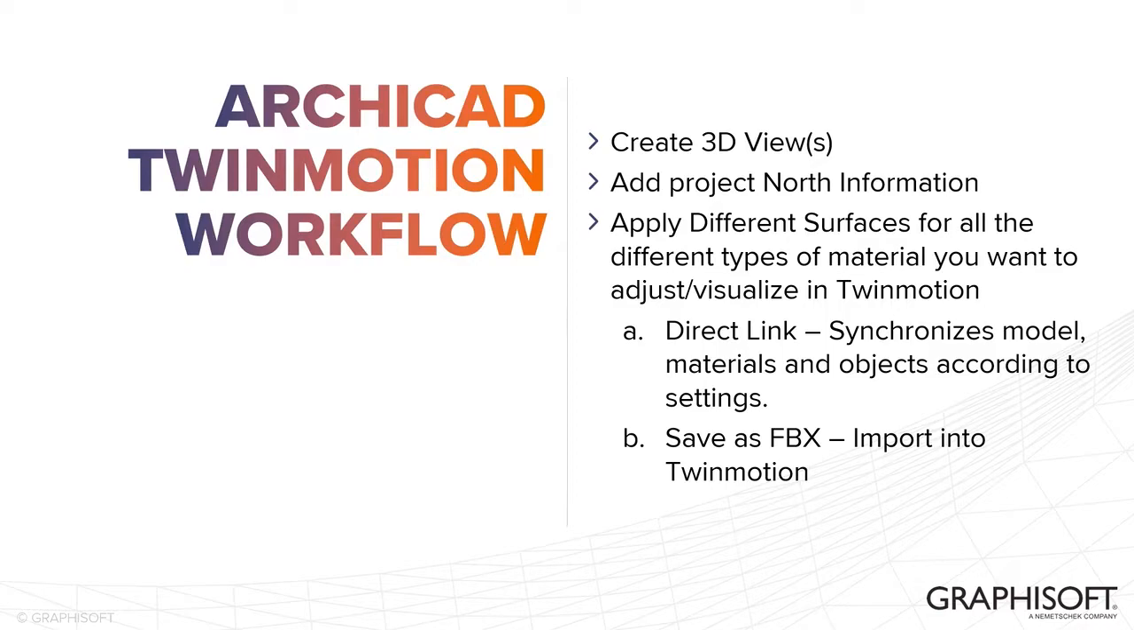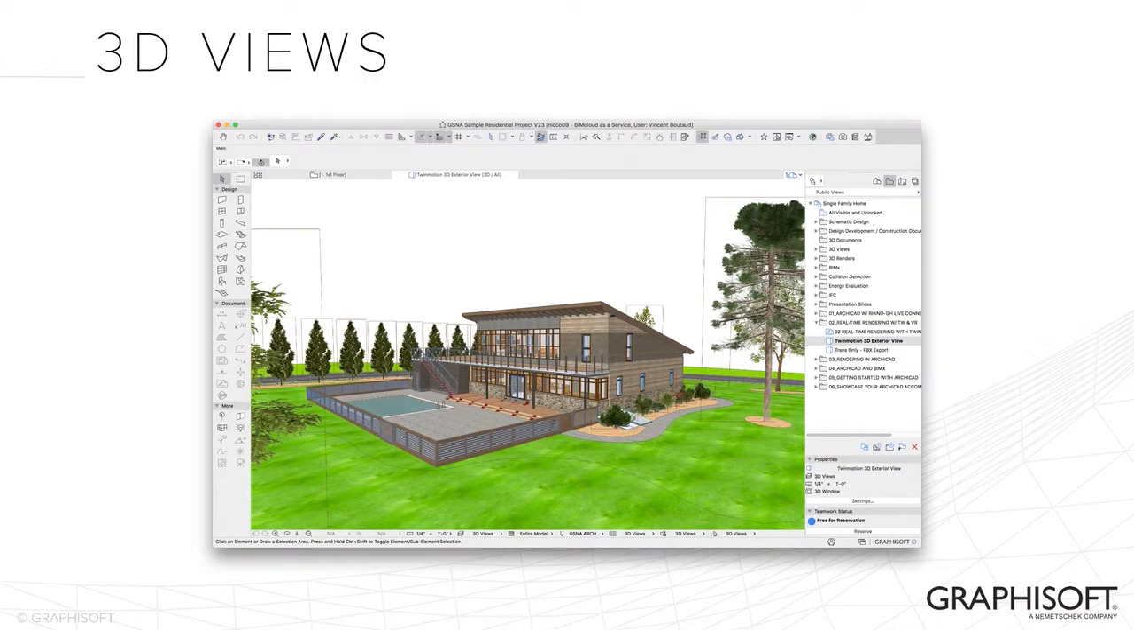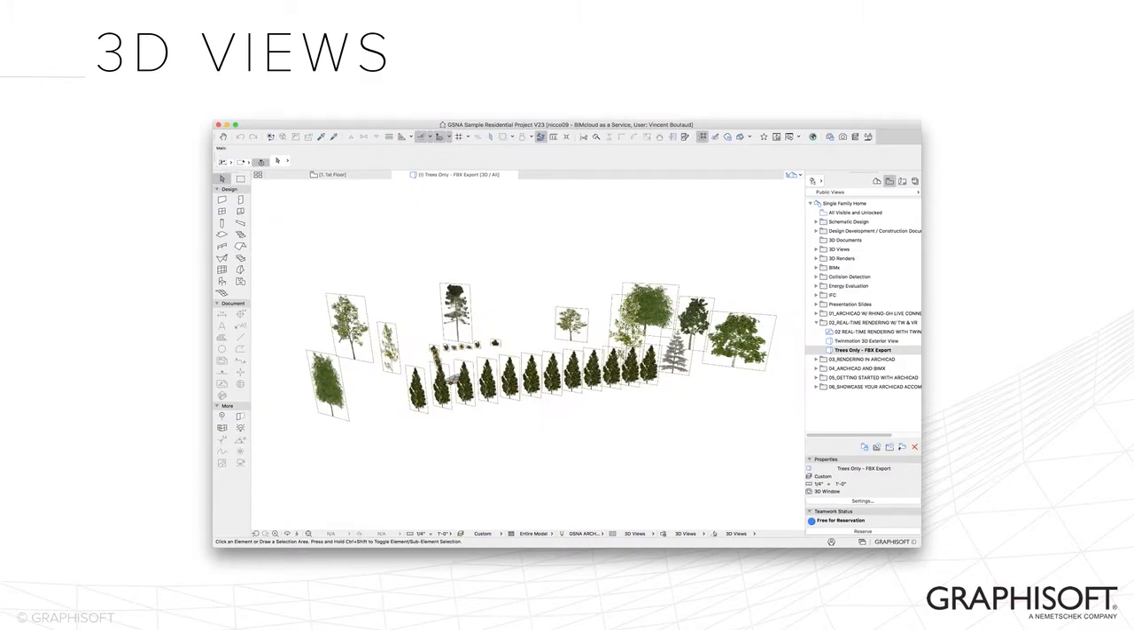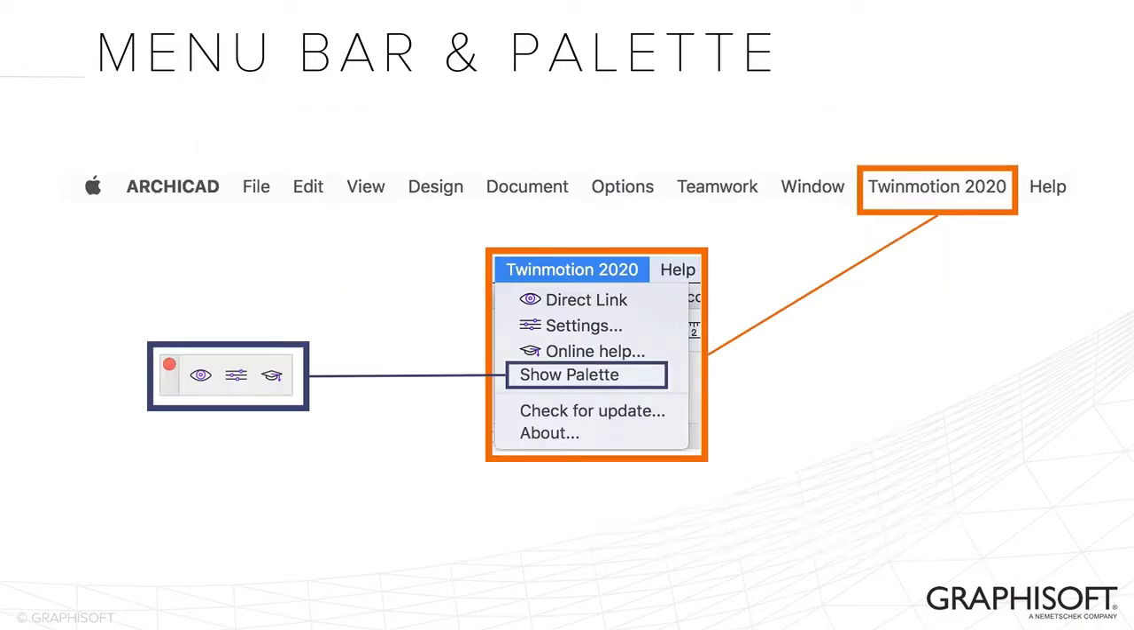There's a few ways to get your model and content inside of Twinmotion. The first way is a Direct Link, which synchronizes the model, material, and objects according to the settings, or you can export as an FBX and import the content inside of Twinmotion. As mentioned, you want to create some 3D views that you can quickly access and repeat the same process throughout your design. And you can also create independent views for the objects you want to save and export inside of Twinmotion. So if you want to save this as an FBX, you want to create individual views.